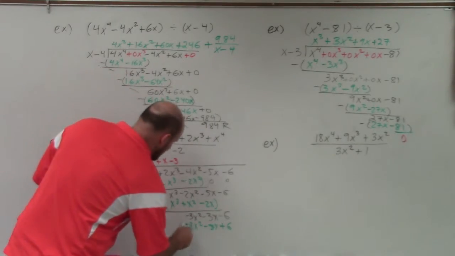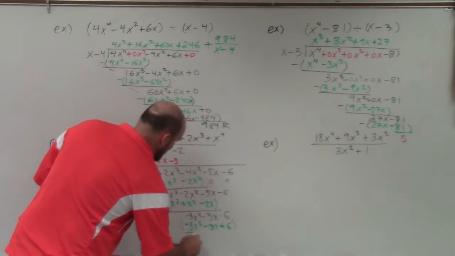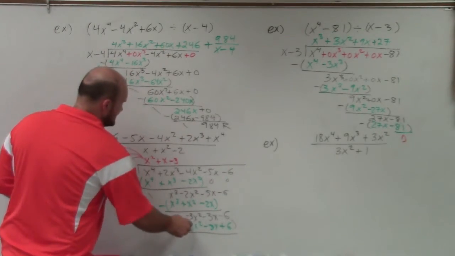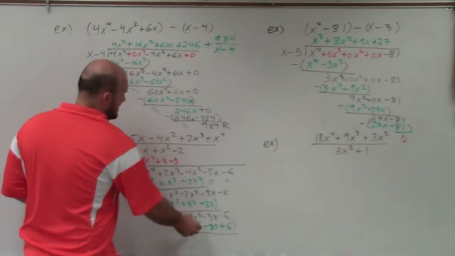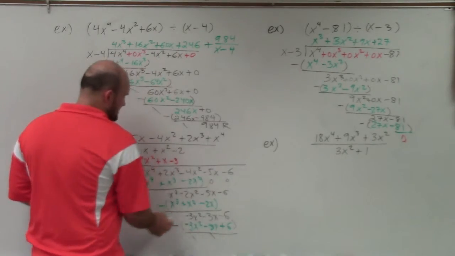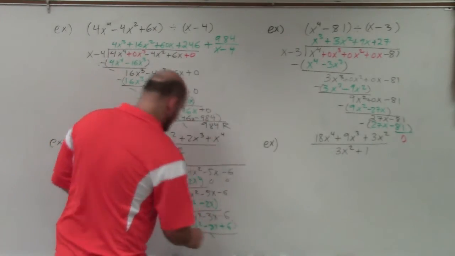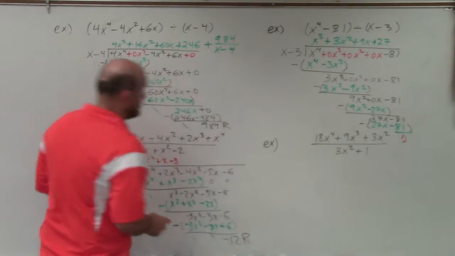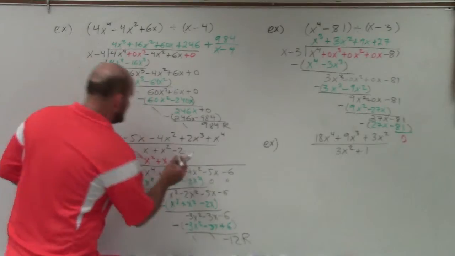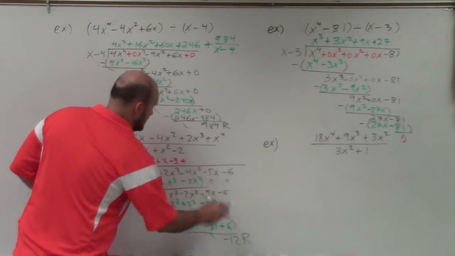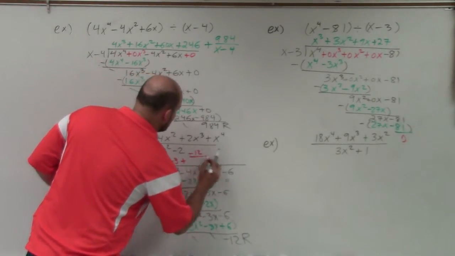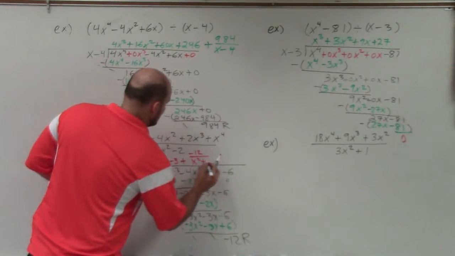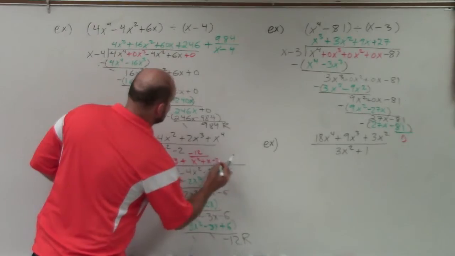All right, so now I go ahead and subtract them. Negative 3x minus a negative 3x goes to 0. And negative 6 minus 6 is going to give you a negative 12, which is your remainder. So again, we need to take our remainder and write it as plus our remainder, negative 12, divided by our divisor, which is x squared plus x minus 2.